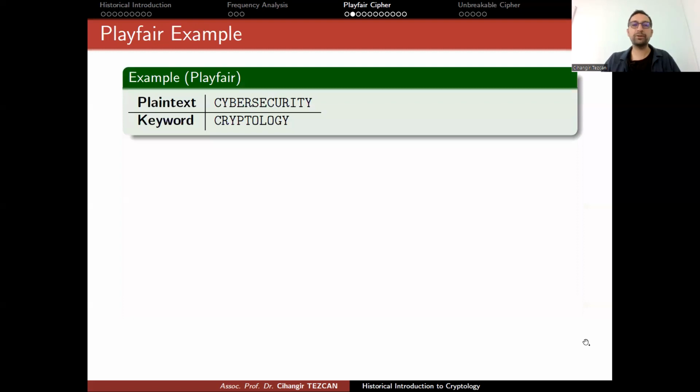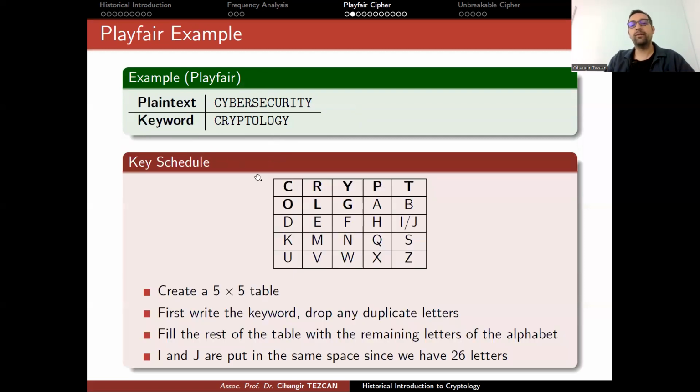Okay, so let's look at an example. Assume that my plain text is cybersecurity again, and I want to encrypt this. As the keyword, or the key, I use another word, cryptology. As I said, first create a 5x5 table and write your keyword at the top of it. But now every letter has to appear once. So once I start to write cryptology, I don't write the second O here or the final Y here because I already wrote Y here, okay? So I write my keyword here, then I write the rest of the alphabet in the remaining order.